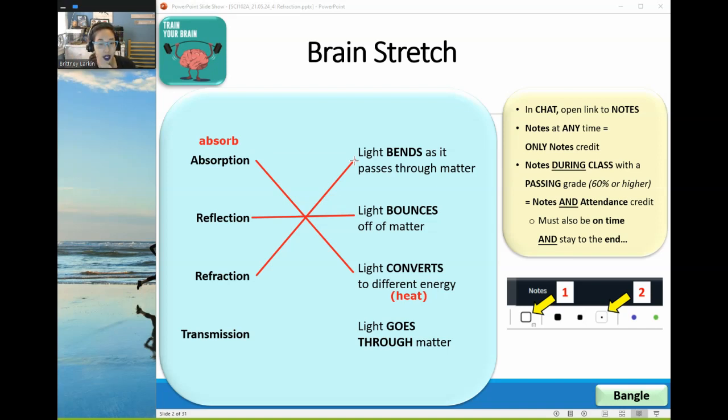All right, let's go ahead and talk about transmission then. Transmission means that all of the light is transmitted, meaning it goes through the matter. So that would be this one right here. Again, make sure that you understand that. If you don't, make sure you go back and review that. All right, so this is our answers right here.